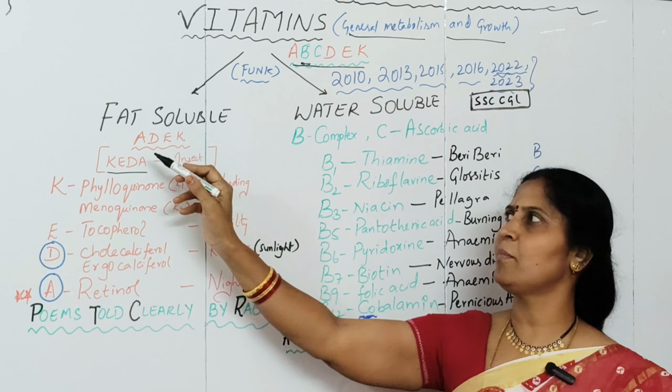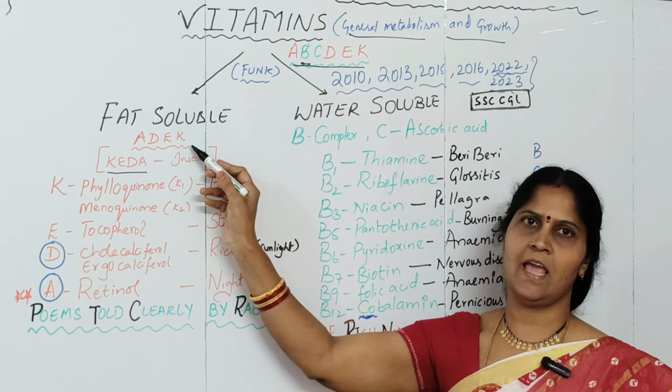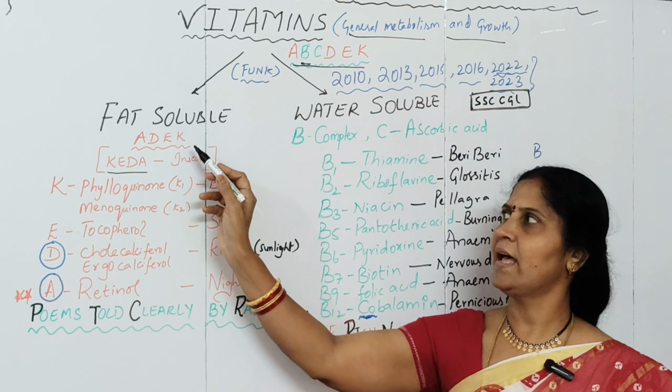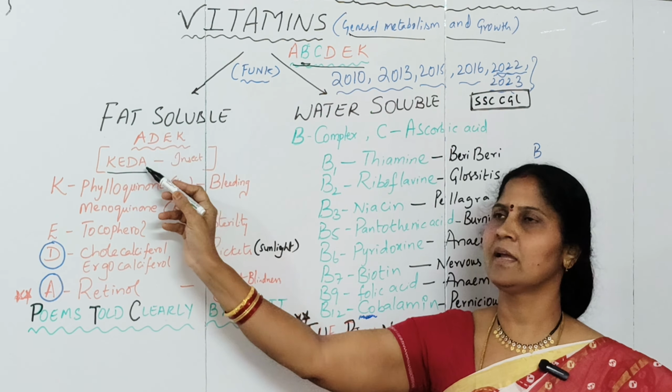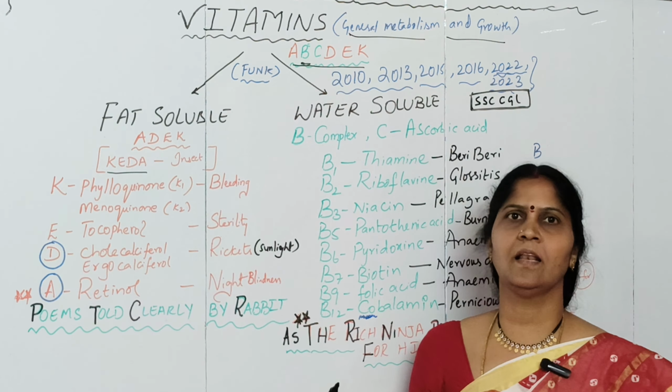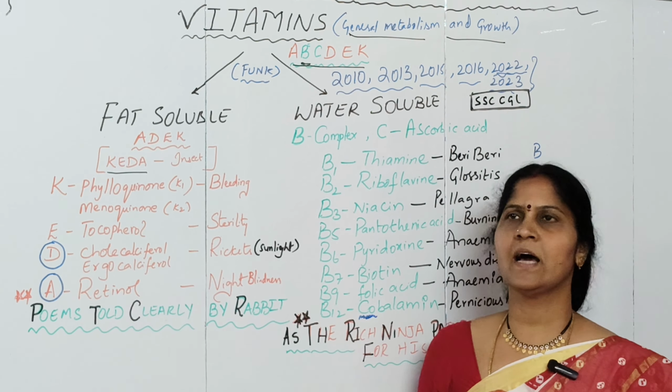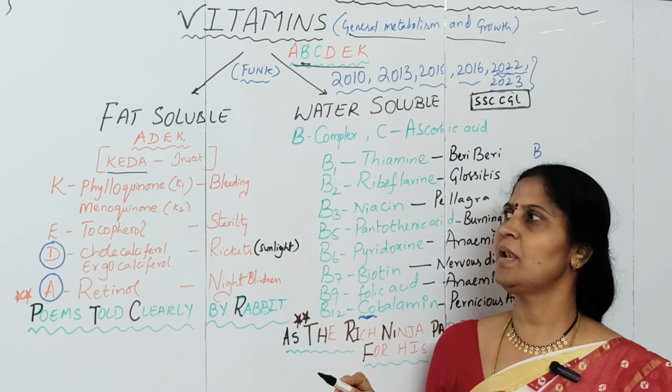The fat soluble vitamins are vitamin A, D, E and K. This you can easily remember as Kida. From the backside, if you just go through, it is Kida. Kida is nothing but insect in Hindi. So if you just remember Kida, then you can remember all the fat soluble vitamins.